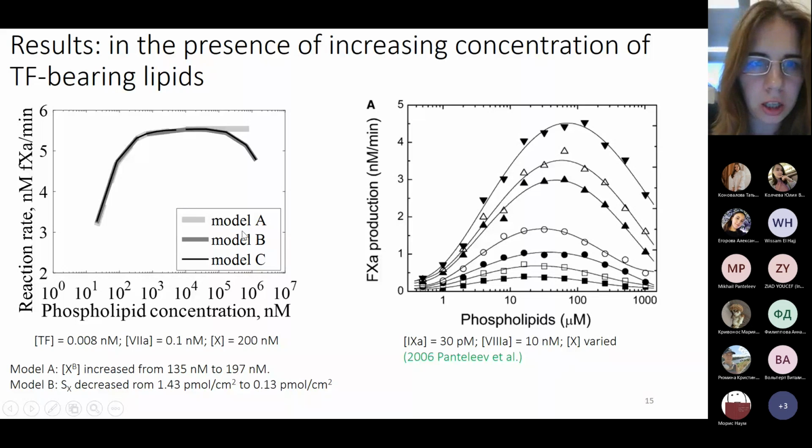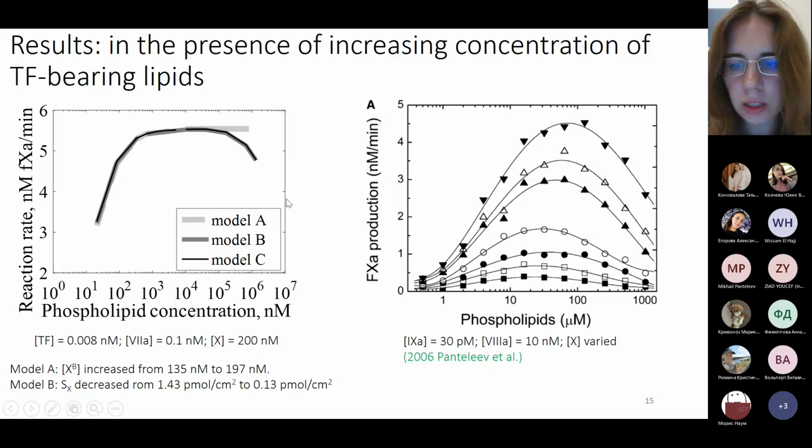So we have model A, which provides the plateau, and models B and C, which provide the bell shape of the dependence. And this bell shape is the same as was observed for the intrinsic tenase. It is another complex of blood coagulation, which can activate factor 10. And it is the picture from this article. And here we have the bell shape. And we have comparable reaction rates, and comparable phospholipid concentrations, where we can observe the decrease of the reaction rate.